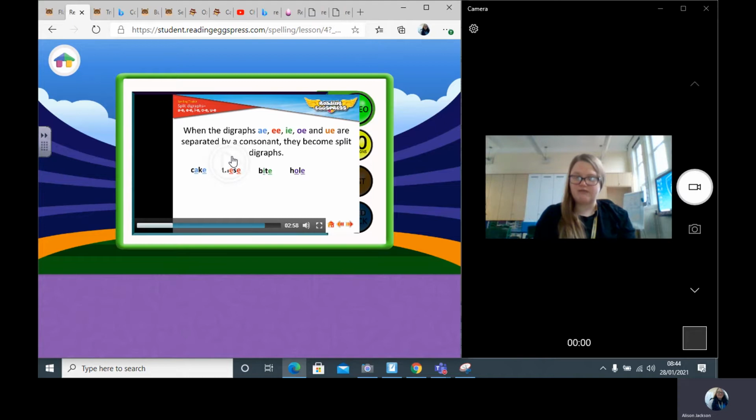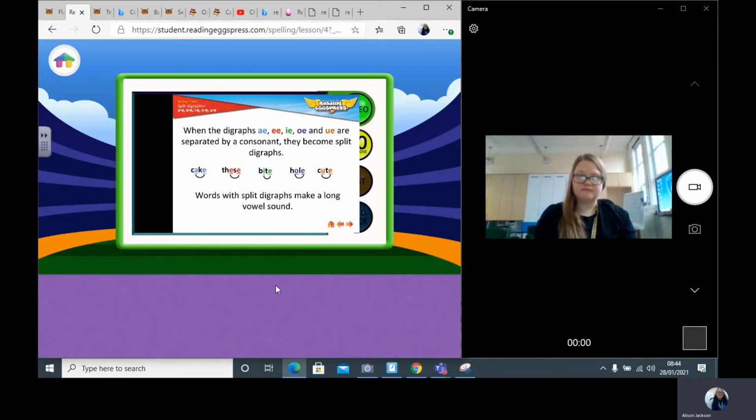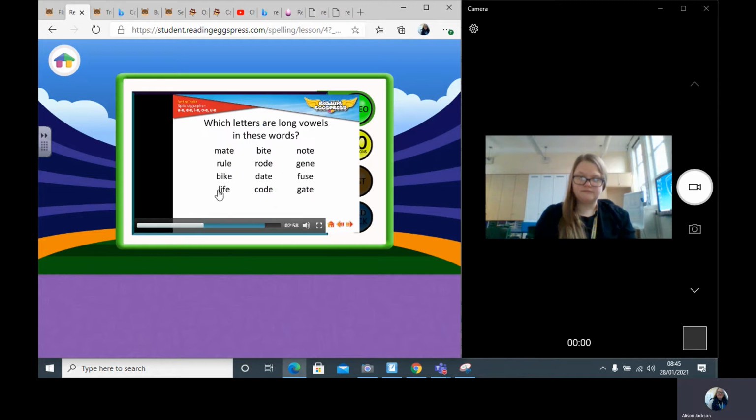We'll start with just looking at some more information about our split digraphs. When the digraphs A-E, E-E, I-E, O-E and U-E are separated by a consonant, they become split digraphs. The A and E are separated by the consonant K; in bite, by the T; in whole, by the consonant L separating O and E; and in cute, the consonant T. Words with split digraphs make a long vowel sound, so in these words they make the long vowel sounds A, E, I, O, U.